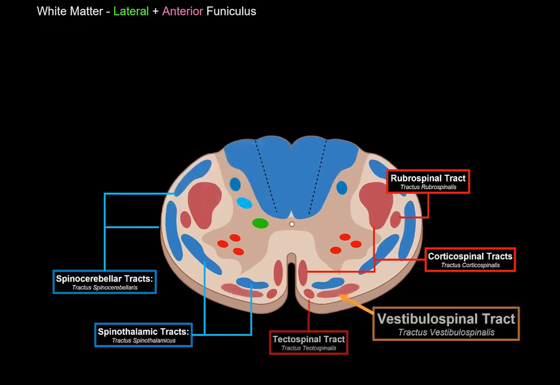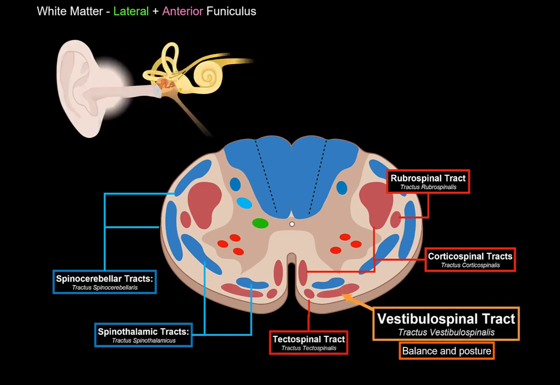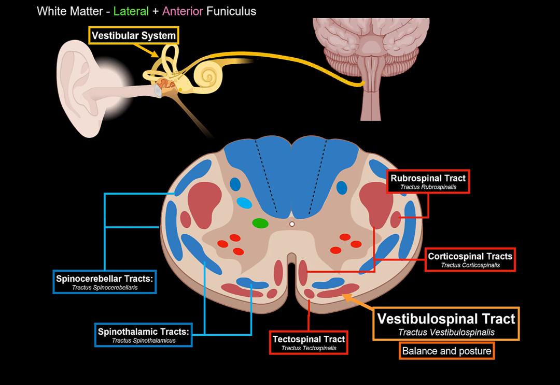Next is the vestibulospinal tract. Inside of your ear, the inner ear, you have a system called the vestibular system. The vestibular system has crystals within it sensing position of your head, whether your head is tilted upside down or to the side. All of that is sensed, and through nerves, it's sent to the brainstem and then down to the spinal cord to keep your balance and posture. So the vestibulospinal tract is responsible for keeping your balance and posture.